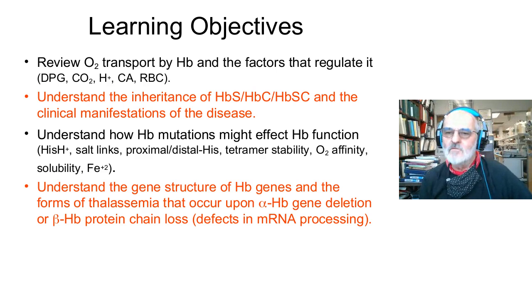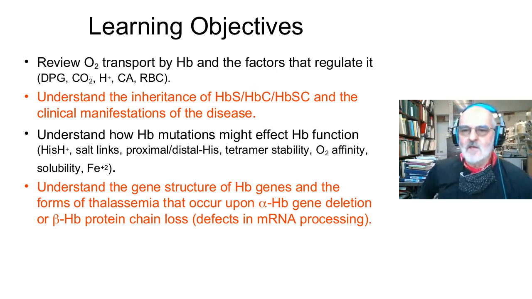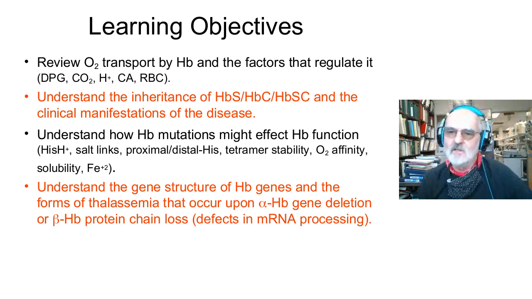We have already talked about hemoglobin S and C and SC, but we're going to go over that again. And you should understand the inheritance and clinical manifestations of these diseases. This is basically what you really are going to be talking about in the clinical. I will only discuss some of that, but a lot of what you need to do will involve your group private research.